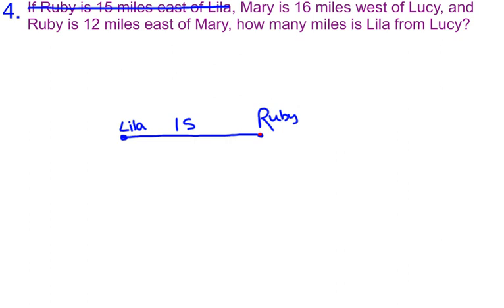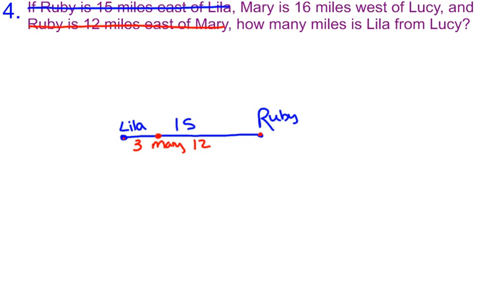Lila's 15 miles, so Mary must be like right about here. This is Mary. And between Mary and Ruby is 12 miles. So from Mary to Lila, it would be 3 miles because 3 plus 12 must make the 15. So I'm going to add that there. And now I know something about Mary, so I can do the second piece.